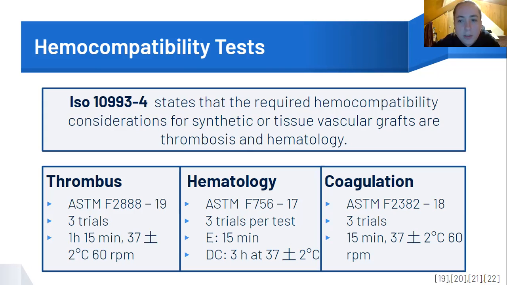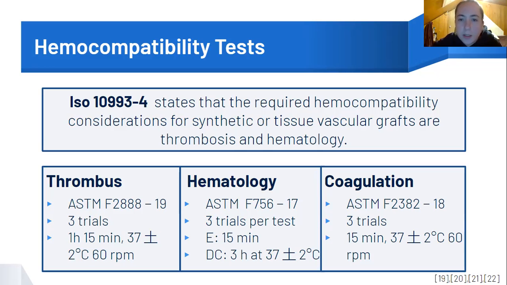A large decrease in the cell population of the blood after testing would indicate that the cells are trapped in thrombi. The hematology standard determines the hemolytic properties of the materials. The time frame for the extract test is 15 minutes, and for the direct contact, it's 3 hours. Controls are Winthrop rubber and polyethylene.